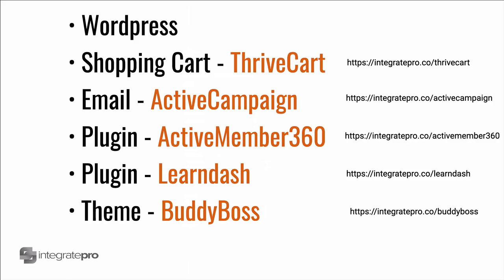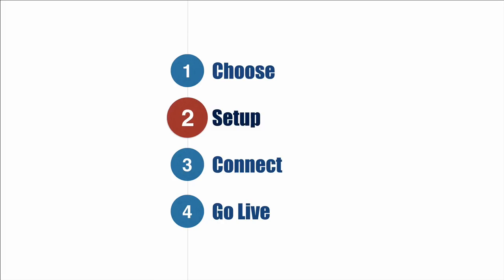So these are the tools: WordPress, ThriveCart for the shopping cart, ActiveCampaign for email, ActiveMember 360 is a plugin, LearnDash is the learning management system plugin, and BuddyBoss is the theme. So let's set them up.